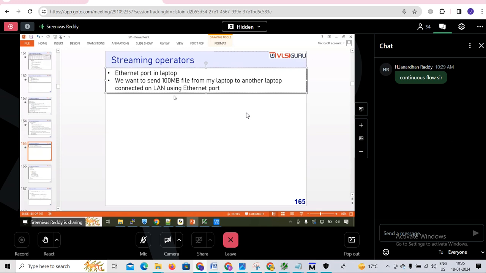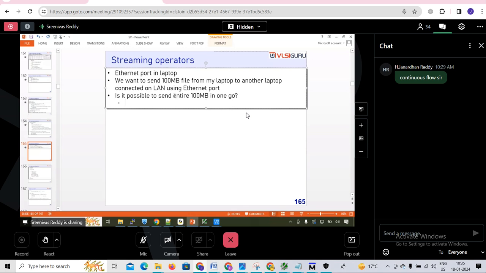Okay. Is it possible to send the entire 100 megabytes in one go? No, right? How will the data go? If my laptop has an Ethernet port, assume that it has got 8 wires, just for convenience. How will that go? 8 bits at a time. There are 8 wires. How much data can it carry at once? 8 bits.